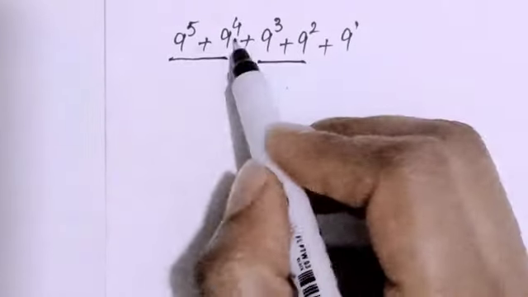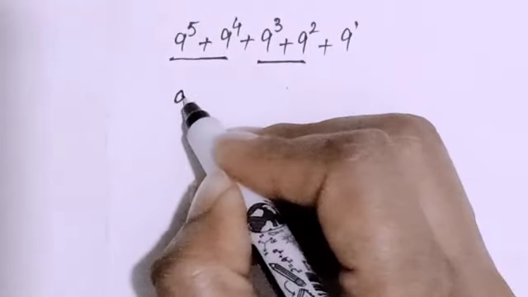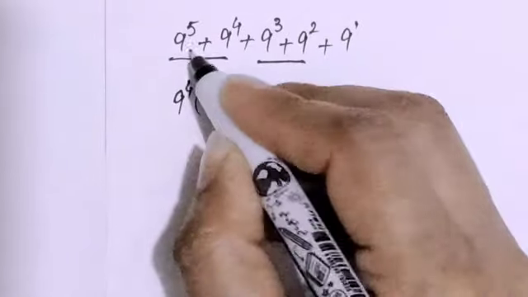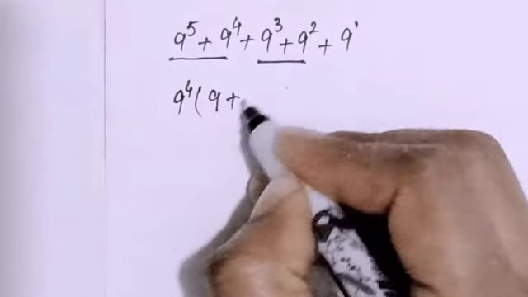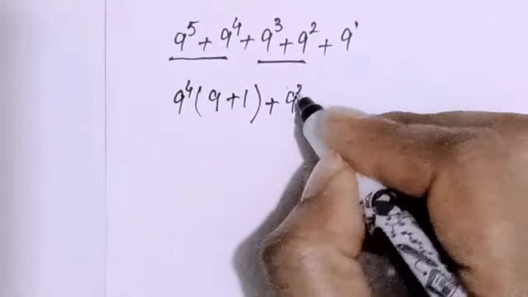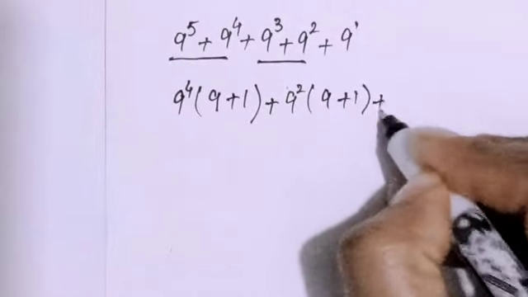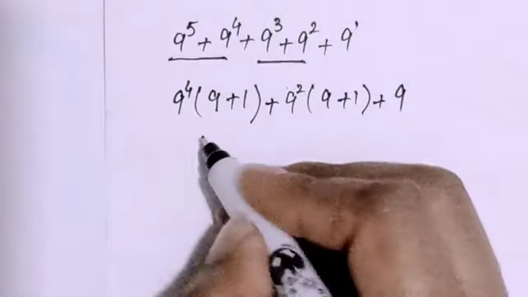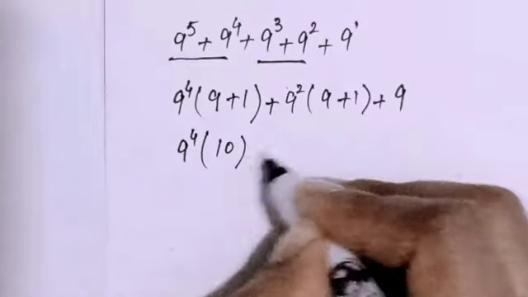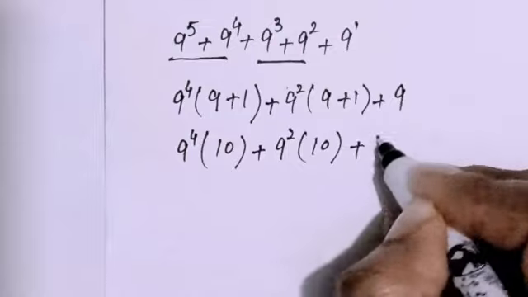So I can pair these two. Here I can take common 9 to the power 4. What is left inside? 9 to the power 1 plus 1. Next I can take common 9 to the power 2, and here what is left is 9 to the power 1 plus 1 plus 9. So here I get 9 to the power 4 times (9 plus 1, which is 10) plus 9 to the power 2 times (9 plus 1, which is 10) plus 9.